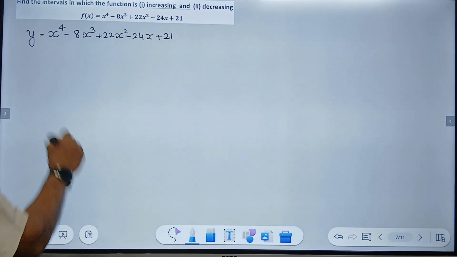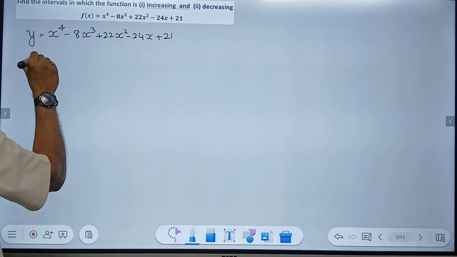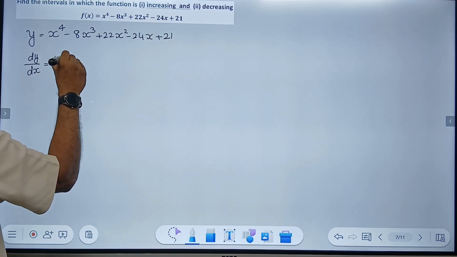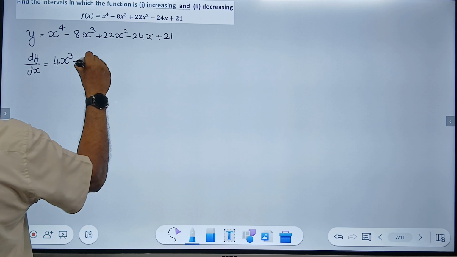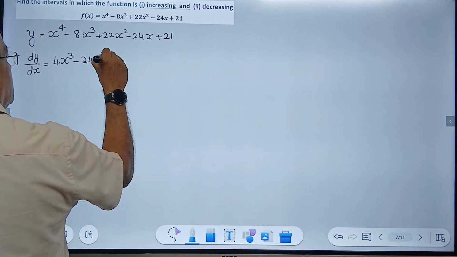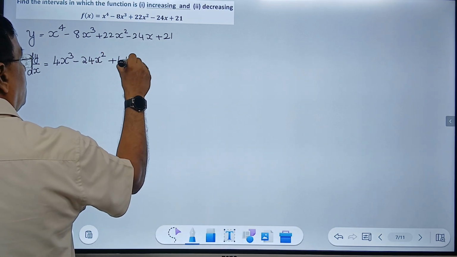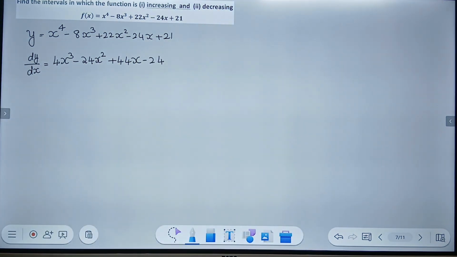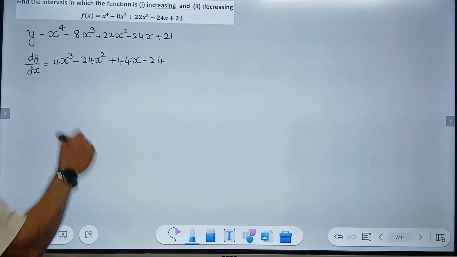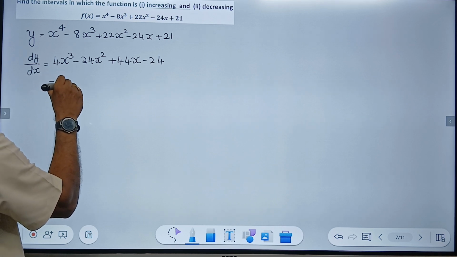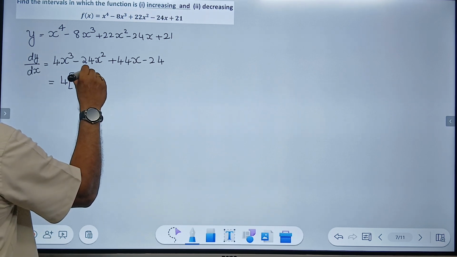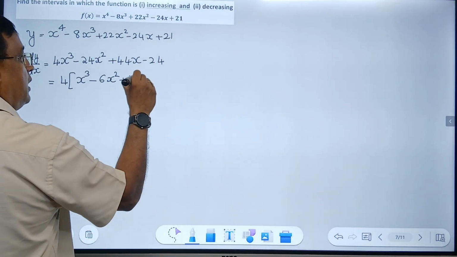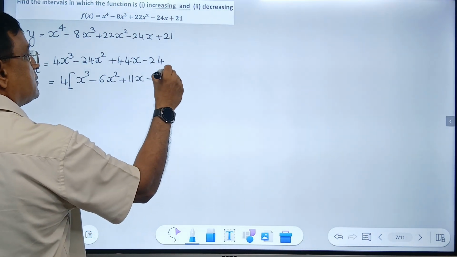Correct? Now take dy by dx as 0. First you find dy by dx. What is dy by dx? 4x cube minus 24x square plus 44x minus 24. Now I need to simplify. How do I simplify? Only way is take 4 outside. So you get x cube minus 6x square plus 11x minus 6.